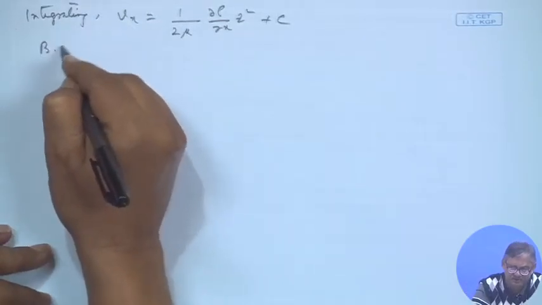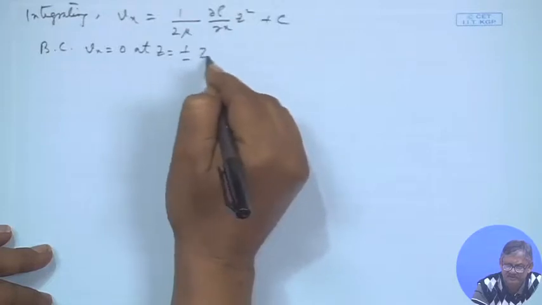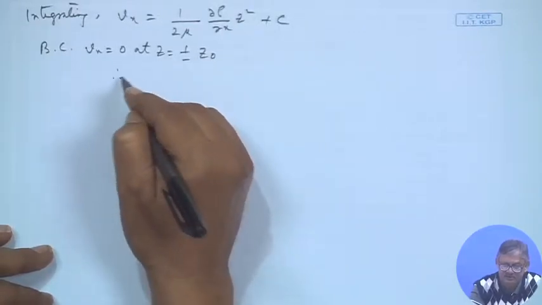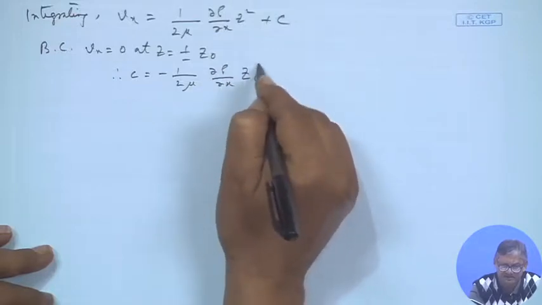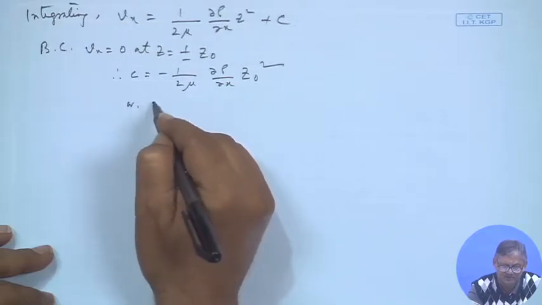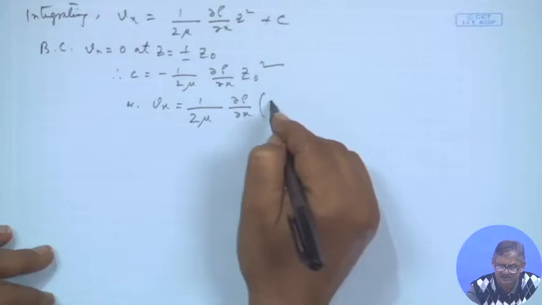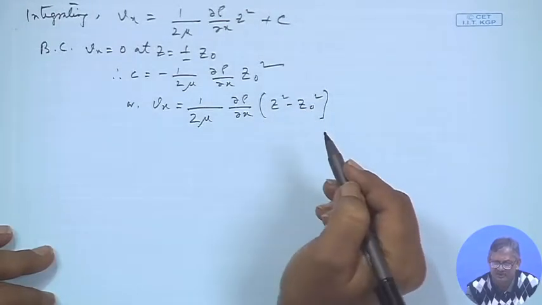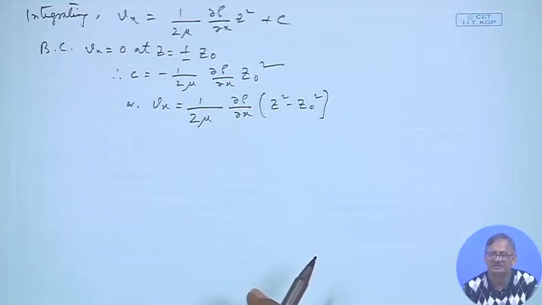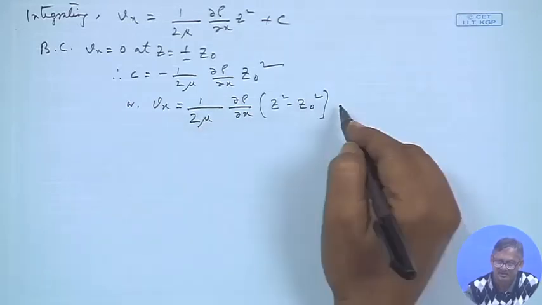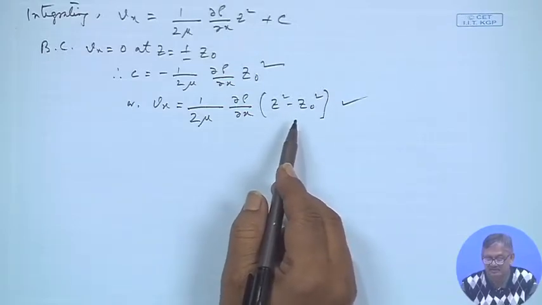So, we can now put the boundary condition, that is Vx is equals to 0 at z is equals to plus minus z0, right. So, we can write C is equals to minus 1 by 2 mu del p del x z0 square, or we can say Vx is equals to 1 by 2 mu del p del x z square minus z0 square, right. So, this way we can easily find out some or other problem which we come across and say this is the velocity profile for Vx, 1 by 2 mu del p del x z square minus z0 square, right.